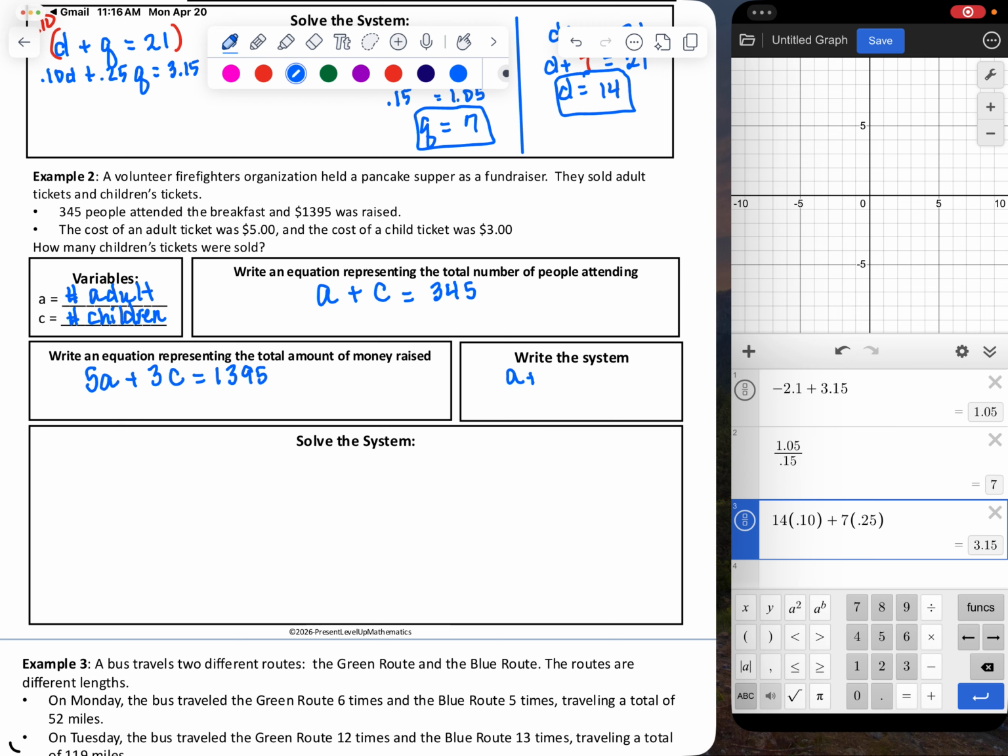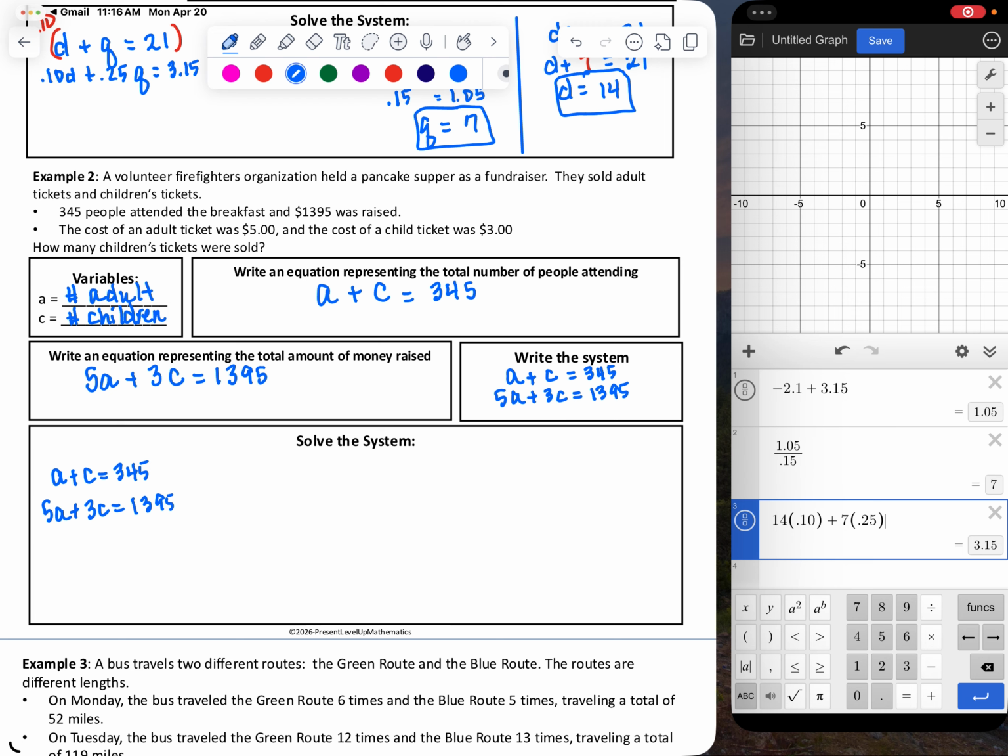In the next box, they want us to put these together and write the system of equations. So A plus C equals 345, and 5A plus 3C equals 1,395. Now, in our last box, they want us to solve the system. Now, when you write the system, be sure to write it all the way to the left so we have room to show our work.